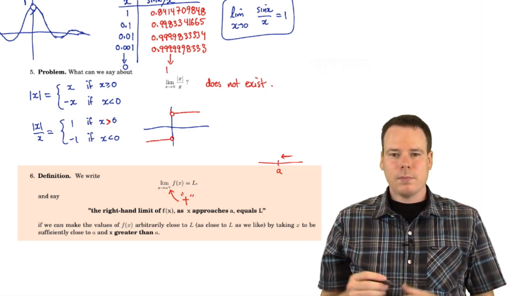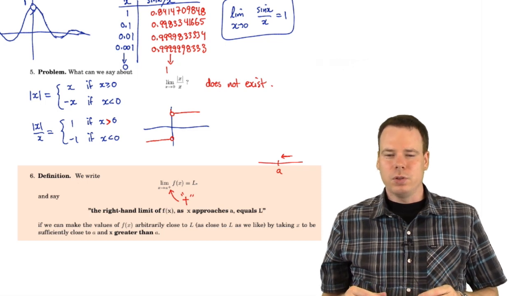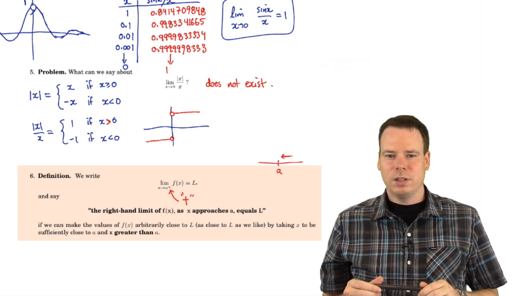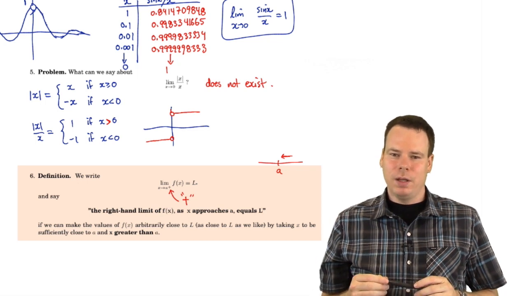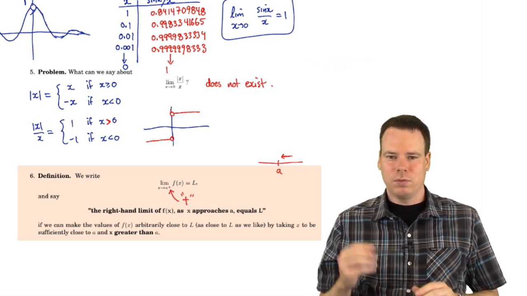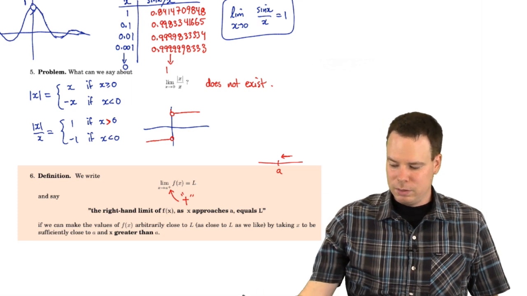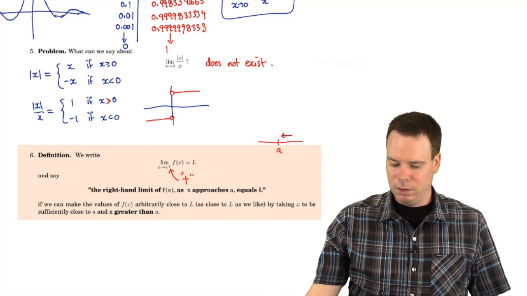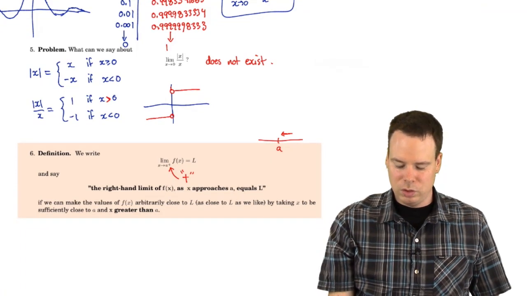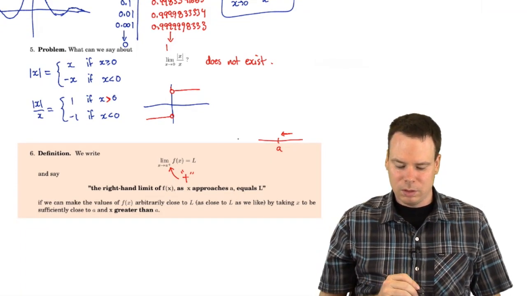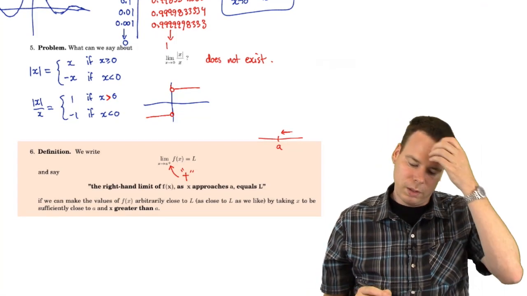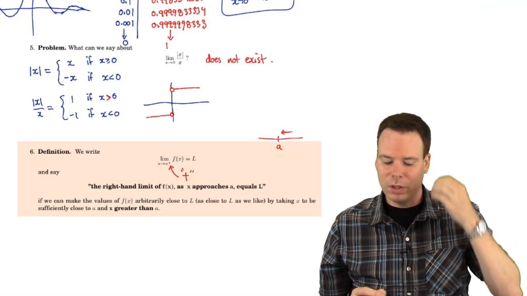to L if we can make the function values close to L as we like by taking x sufficiently close to a, but only from the right of a. We don't care what's going on to the left of a, just from the right of a. There's a similar notion for a left-hand limit, and there you would use a negative sign as a superscript, or if you want to think of it as an exponent. We typically call those superscripts because they're not algebraic things. They're just a notational convention.